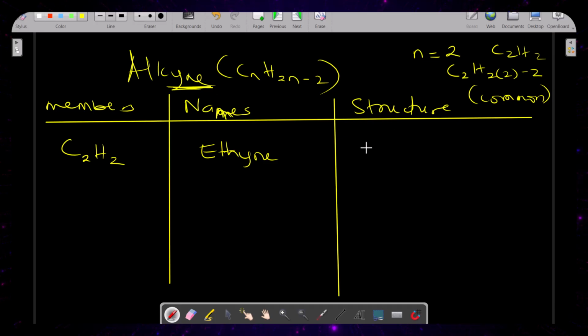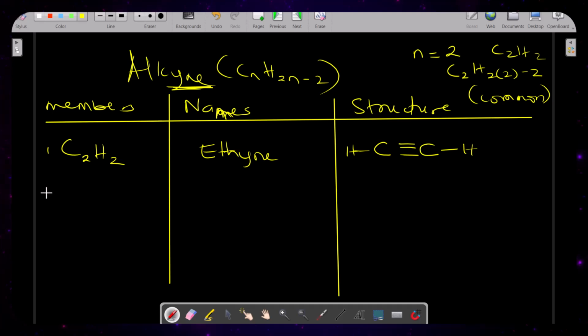And what is going to be the structure? I'm going to have 2 carbon atoms, and the functional group for alkyne is a triple bond: 1, 2, 3. How many do I need to complete this carbon? I need only 1, because 1, 2, 3, and 4. So how many do I need to complete this one? Just only 1. So that is for this one.